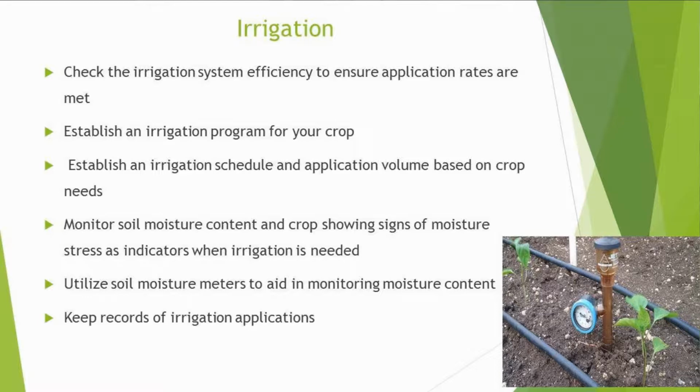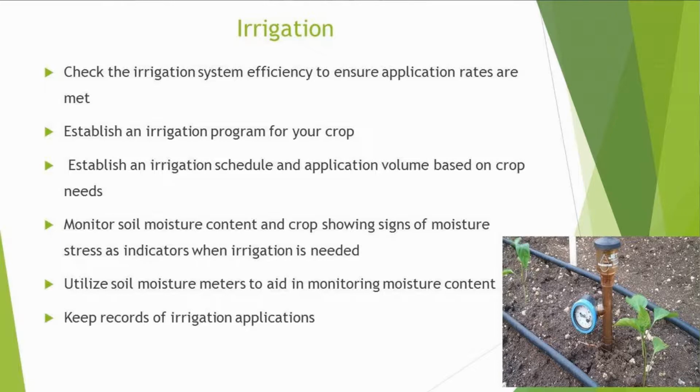Establish an irrigation program for your crop. So you want to know when you're going to apply your irrigation, and how much volume and time. Establish an irrigation schedule and application volume based on crop needs. So based on the crop requirements, you will set a schedule for when you need to irrigate and how much you need to irrigate.